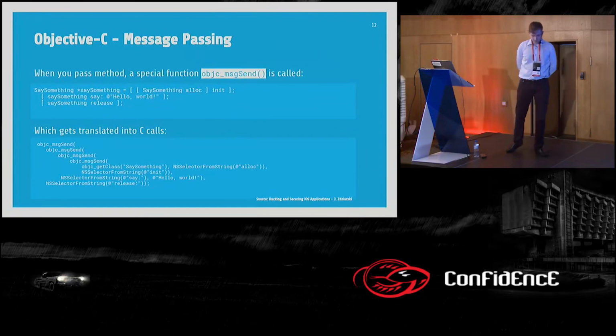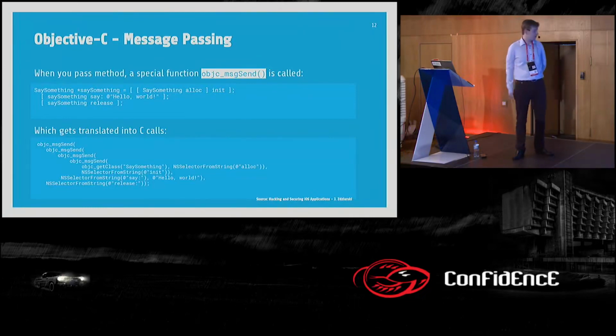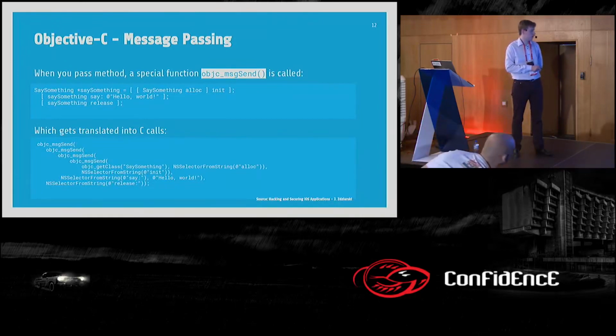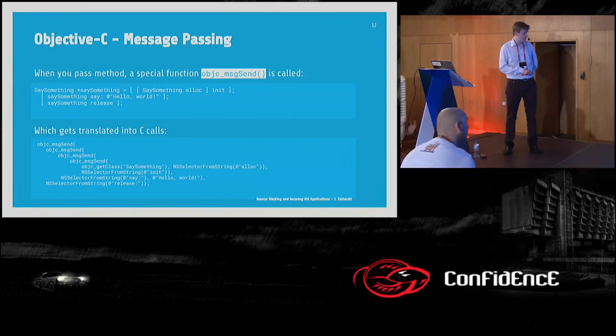Okay, so it's interesting what happens under the hood in Objective-C, because you don't actually call a method in Objective-C. You actually pass a message to an object. So in the Objective-C runtime, you have a function called objc_msgSend. Here is an example from Jonathan Zdziarski's book. When you do something like this, you have a say-something method on a SaySomething object: you allocate, initialize, you pass the method say with the parameter "hello world", and then you release the object. Now what happens under the hood is that it gets translated into pure C calls, and here you can see a nested chain of objc_msgSend functions, finally ending up at objc_getClass, SaySomething.